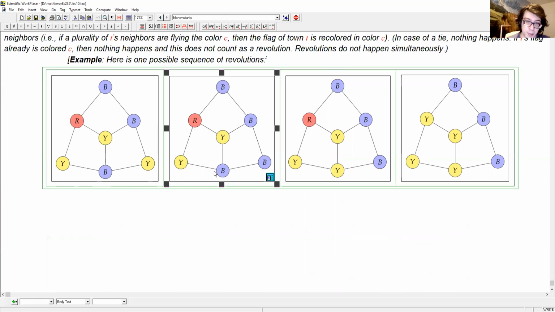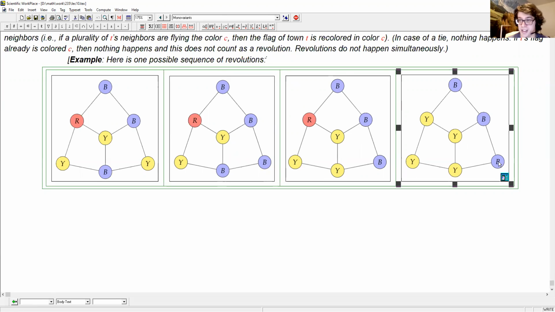Next, the blue city here undergoes revolution. It looks at its neighbors, yellow, yellow, and blue, and it realizes that yellow is the most popular color. So it becomes yellow as well. And finally, the red city looks around and discovers that yellow is in fashion because yellow, yellow, and blue are its neighbors. So it becomes yellow too.